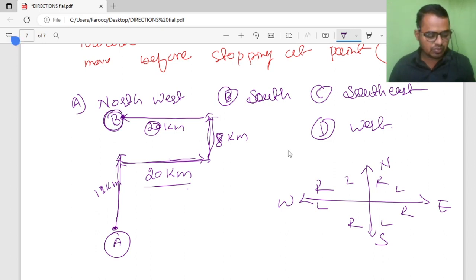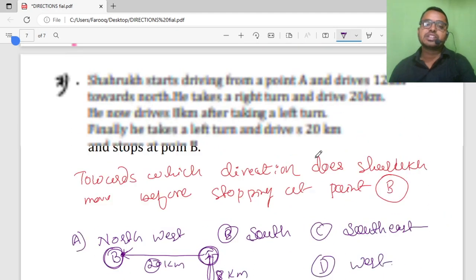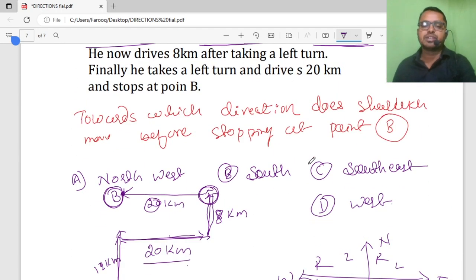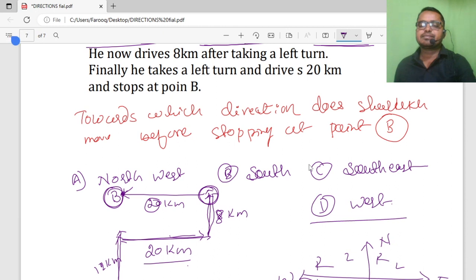Towards which direction does Shahrukh move before stopping at point B? Before stopping at point B, which direction did Shahrukh turn into? It is clear from the diagram that Shahrukh is moving towards the west direction. In the west direction he was moving. So option D is correct.